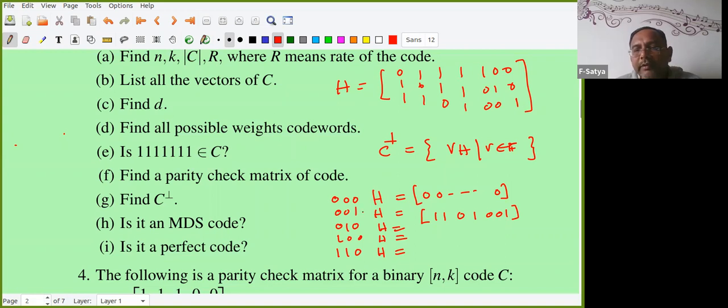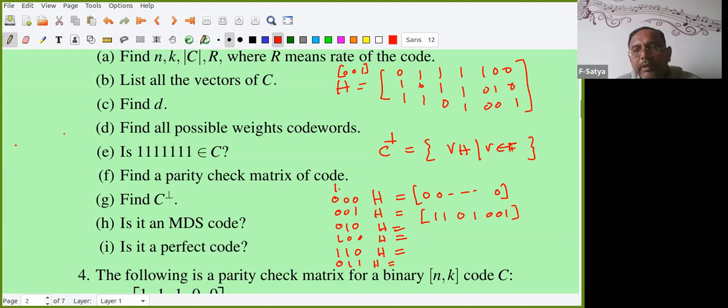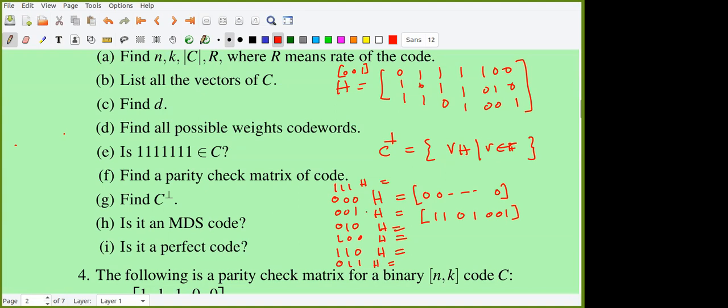What is this 0 0 1 giving? You check that. 0 0 1, so 0 0 into this, 0 0 1 into this. What is the problem? I'm not able to see that. This gives the last row. So if these two are there, then this is actually the sum of the first two rows. Okay. What will 0 1 1 give me? Sum of the last two rows. What will 1 1 1 into H give me? Sum of all the three rows, like that.